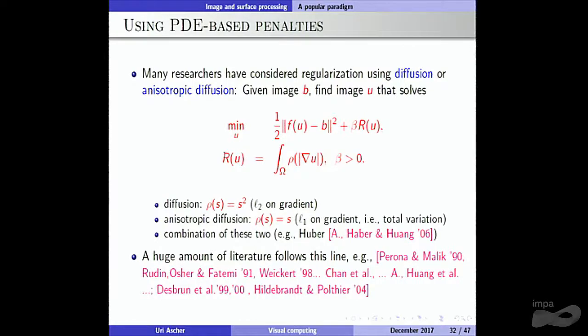Perona and Malik had an original paper in 1990, Rudin, Osher, and Fatemi in 1991, a famous paper. There's a book by Weickert on multi-scale kinds of approaches. There's a book by Chan and I forget who, and many papers by Chan. We also were there. And these are papers from computer graphics that all, in some sense, use this sort of paradigm.